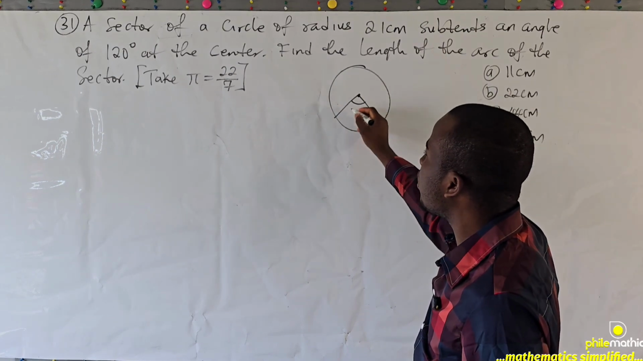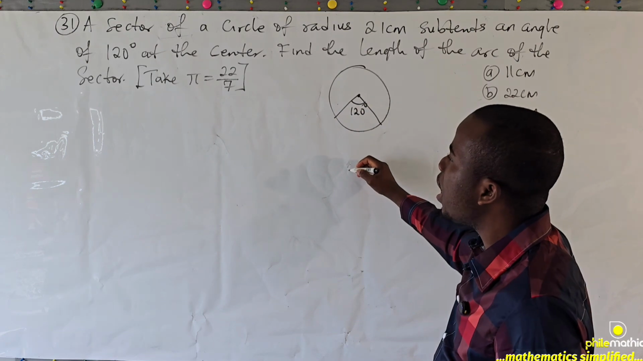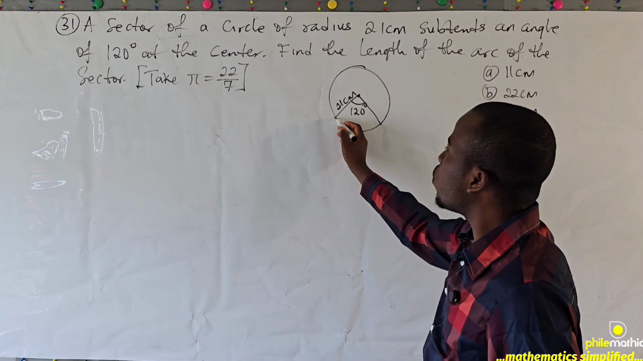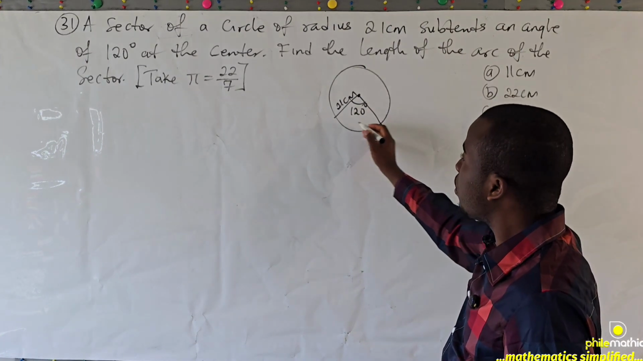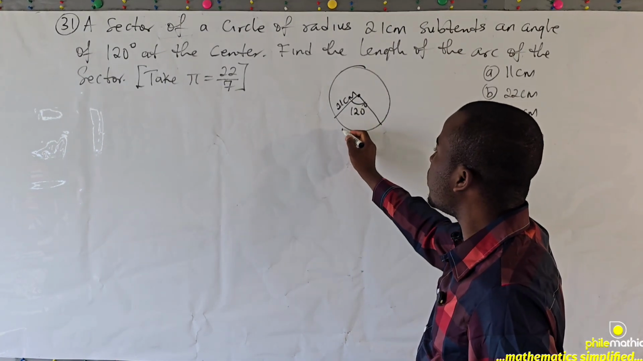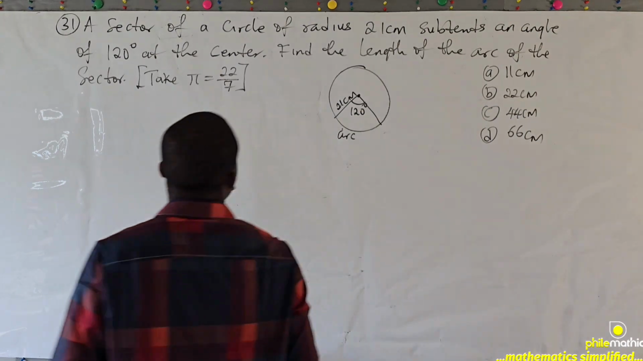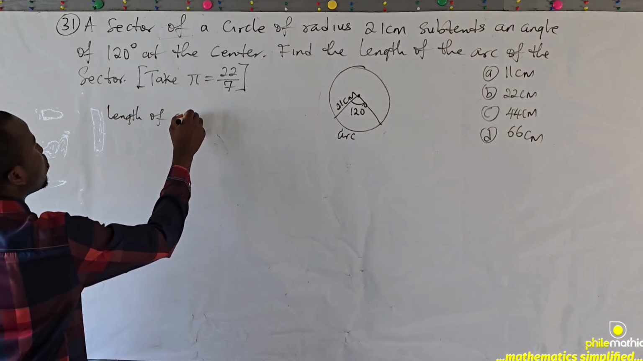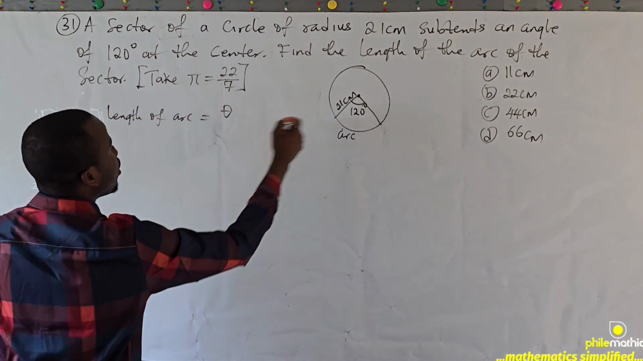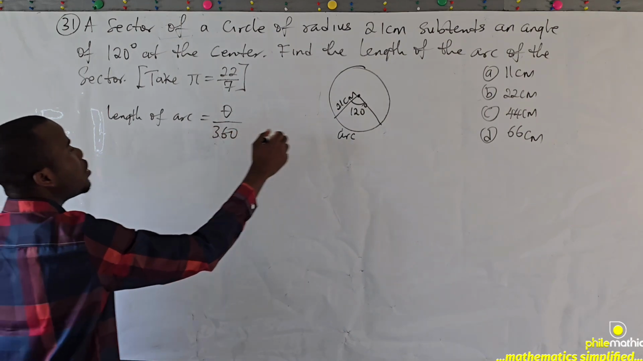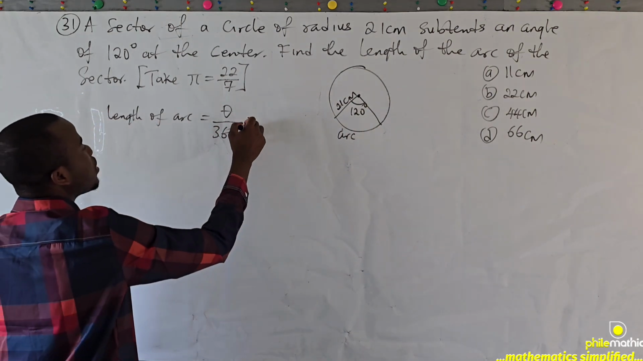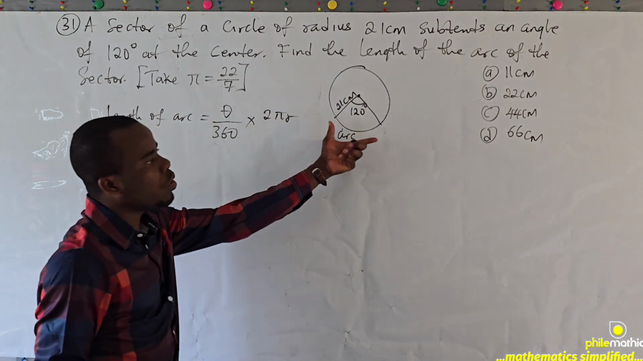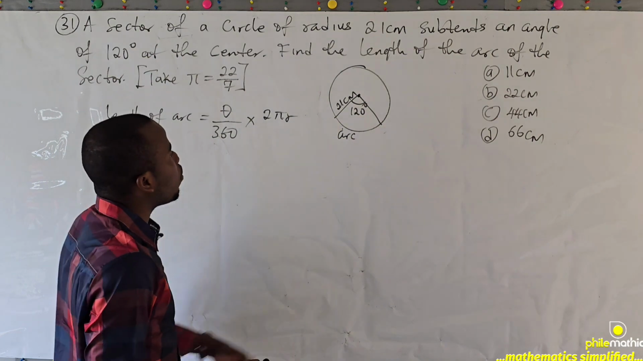So we are told that it subtends 120 degrees at the center and the radius is 21 cm. We are asked to look for this arc. This is the arc we're asked to look for. So we use the formula for length of arc, which says the included angle over 360, which is the angle at a point, times 2 pi r, the perimeter of a full circle, because we're just looking for the perimeter of a fraction of the circle.